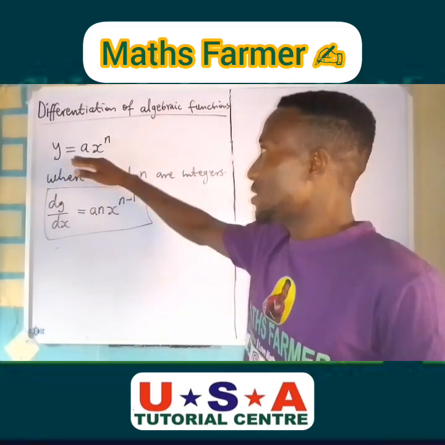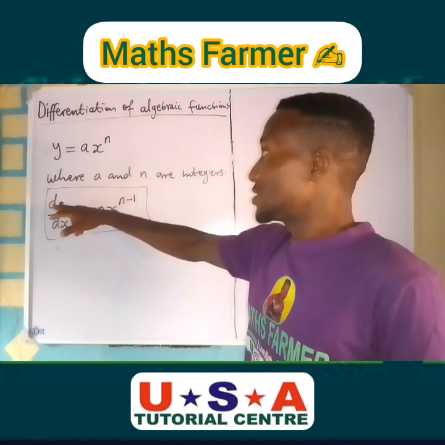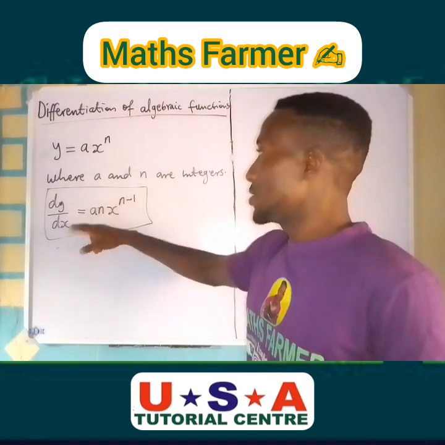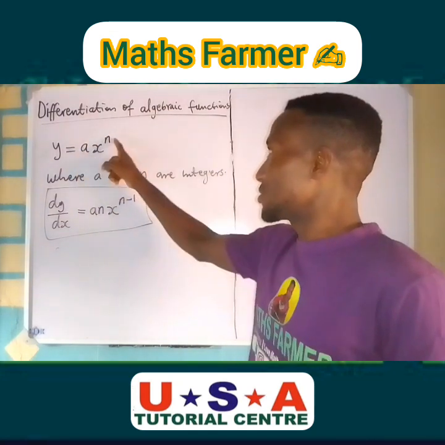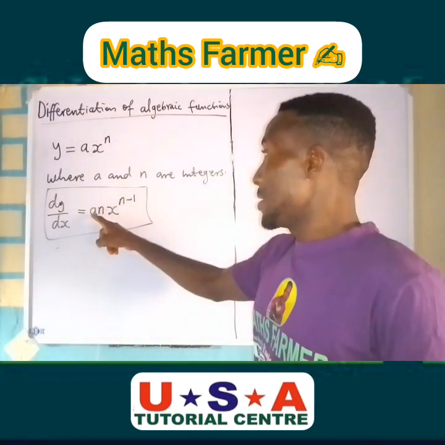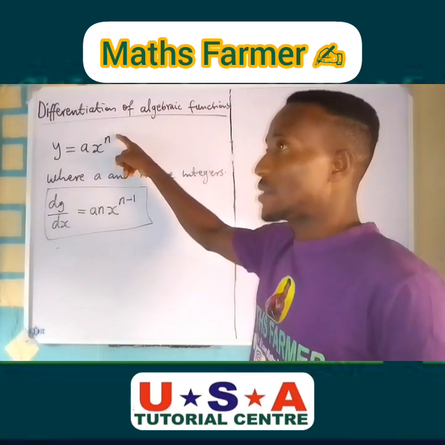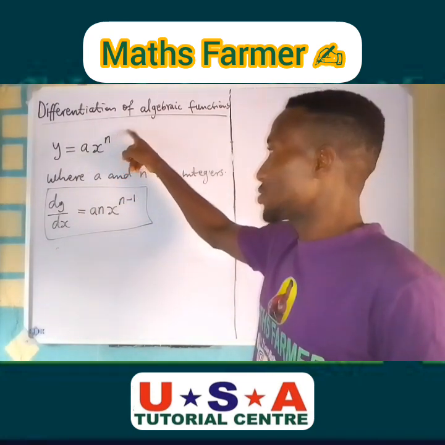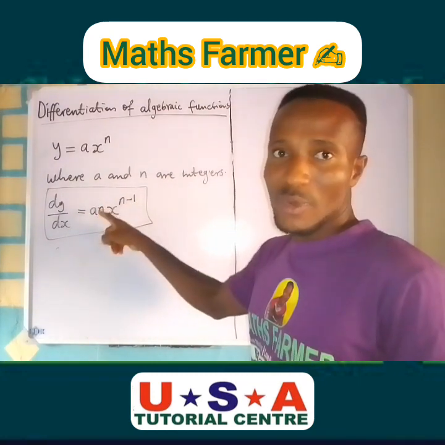So now when we have this kind of function, to differentiate it, dy/dx, that is differentiating y with respect to x, we use the power to multiply the coefficient, that is a n x, then subtract 1, decrease the power by 1, that is minus 1 from it. So this is the method or the formula we can use to do that.